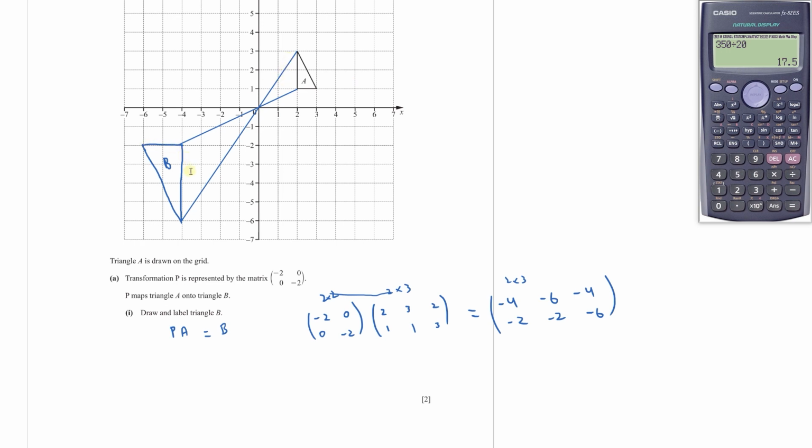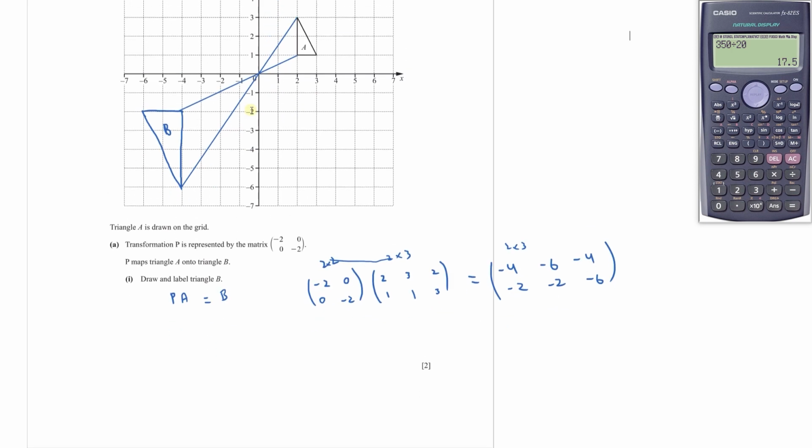This length is 2, this length is 4. So the scale factor in fact is -2, because the image is on the opposite side of the center of enlargement. So the original object is here, the image is on the opposite side. If this triangle B was on the same side of this center of enlargement as the original object, then the scale factor is positive. But in this case, the scale factor is negative, and -2 is the correct value.